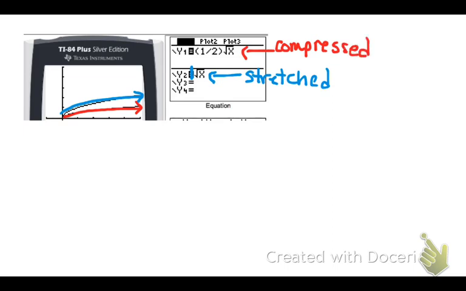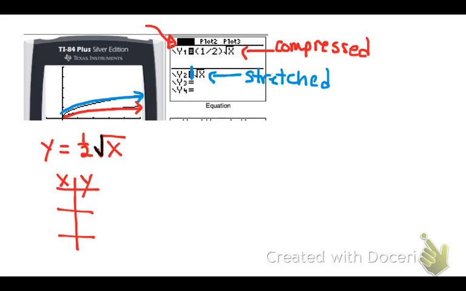Now we're going to make a table of values so you can see how we would even get this without a calculator. So because we have an even root, we know that underneath the radical has to be 0 or greater. So I'm going to choose an x value of 0, and 0 times 1/2 would be 0. If I choose something like 1, the square root of 1 is 1. 1 times 1/2 is 1/2. And I'll choose one more value, 4, because we can do that in our head. The square root of 4 is 2, and 2 times 1/2 is 1. And then you would just plot those points.